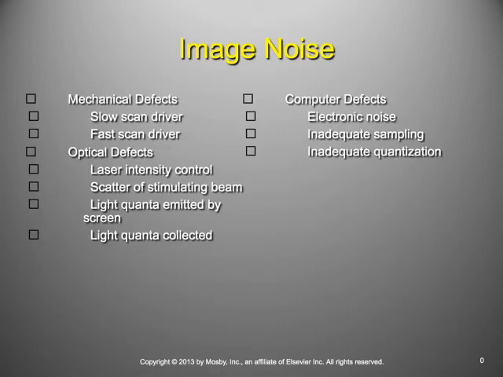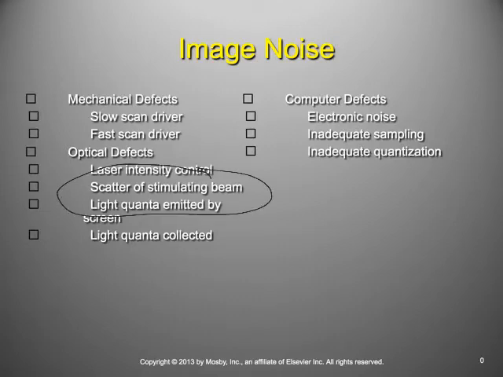This is found on page 292 in our textbook. There can be mechanical defects, like the driver is moving too slowly or too quickly. There can be optical defects that result from the laser. There can actually be scatter of visible light that's produced by the PSP. So this laser moves over the area, the light is produced, and it scatters in a way such that spatial resolution is lost. And so that's this light quanta and scatter of stimulating beam.